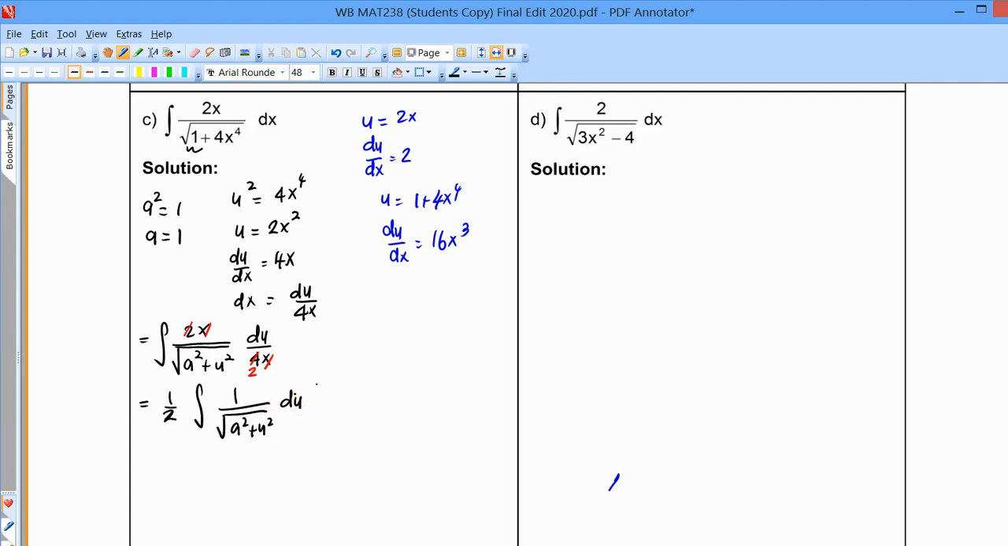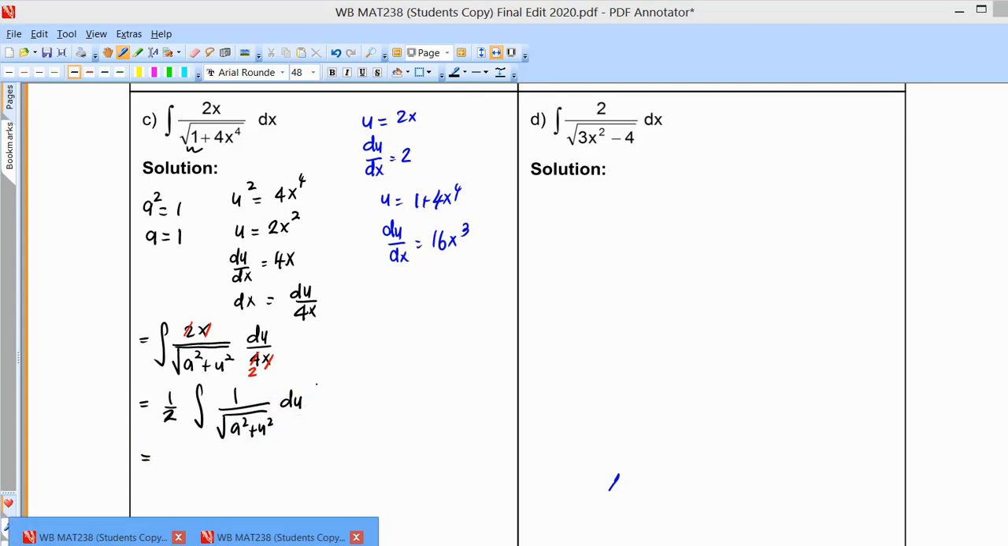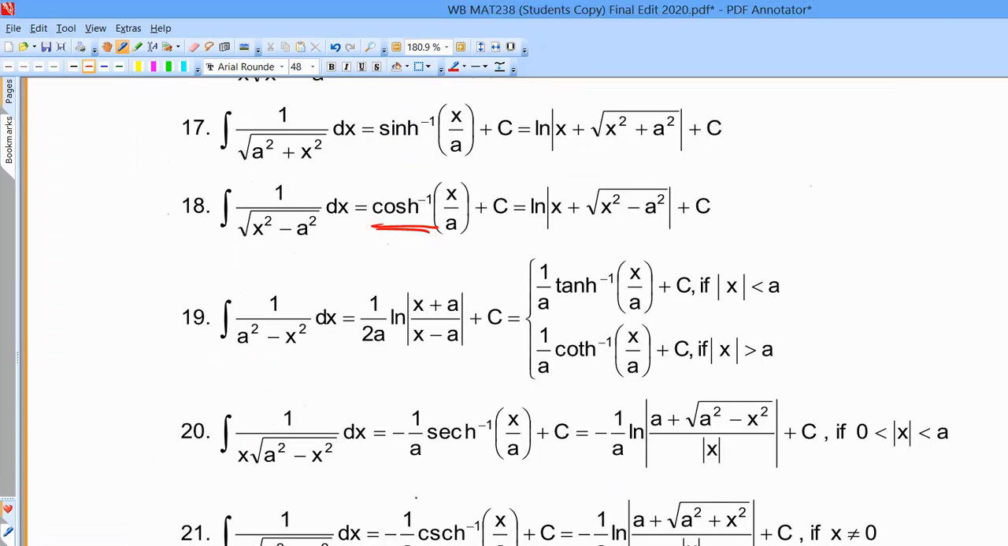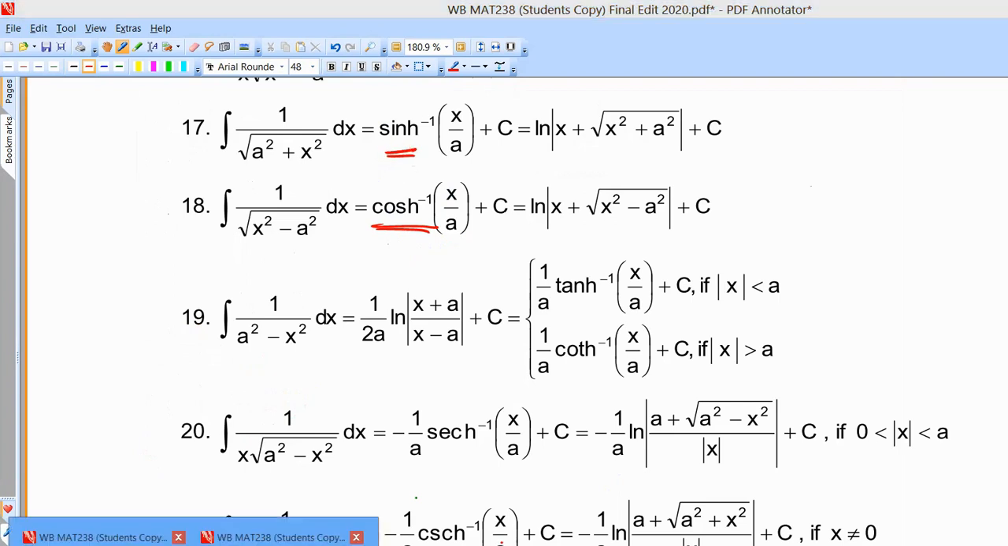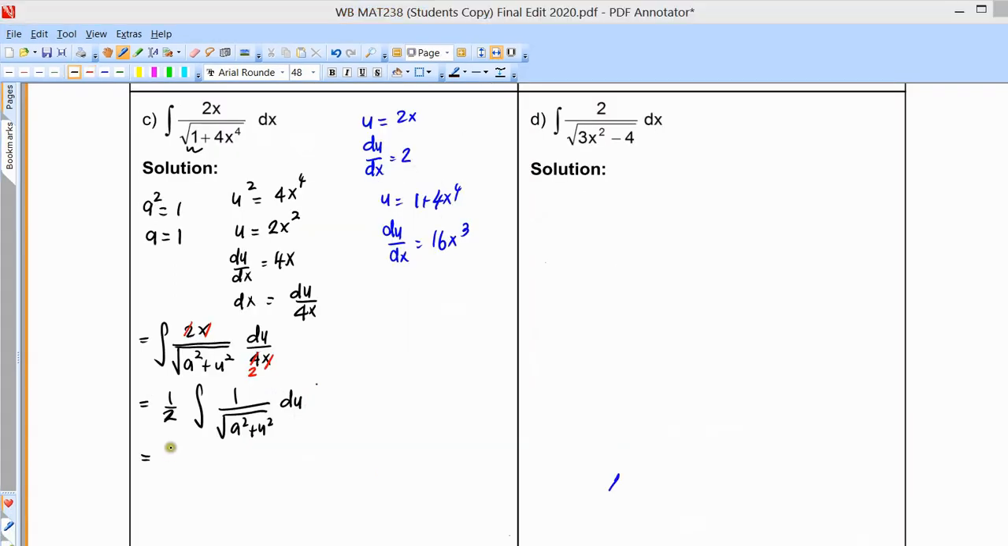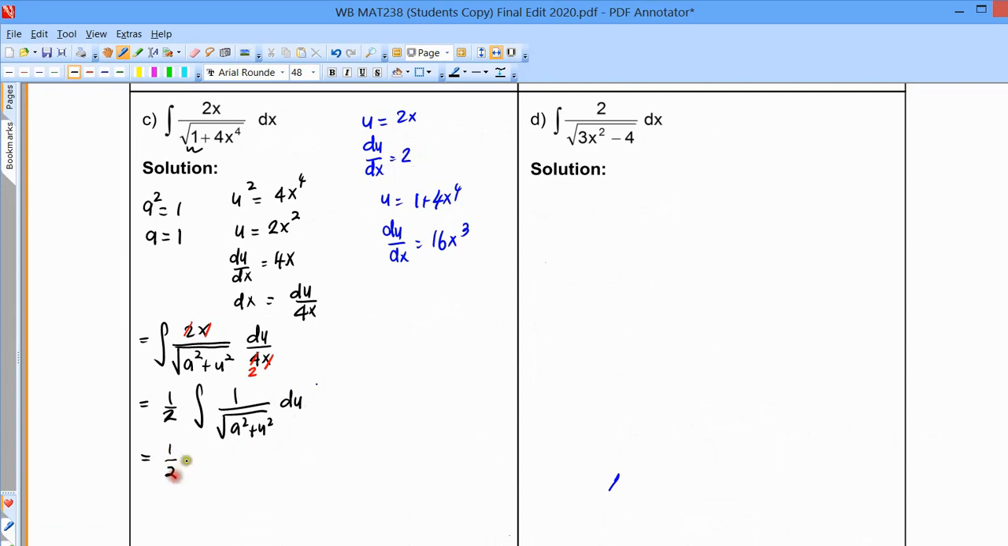of 1 over square root of a squared plus u squared du. So now this one you can look at the appendix. So integrate of a squared plus u squared, then you will get the inverse hyperbolic sine. Okay, so this 1 over 2 is still there because it is a constant, so integrate 1 over square root of a squared plus u squared du. So this one will be inverse hyperbolic sine u over a plus c.